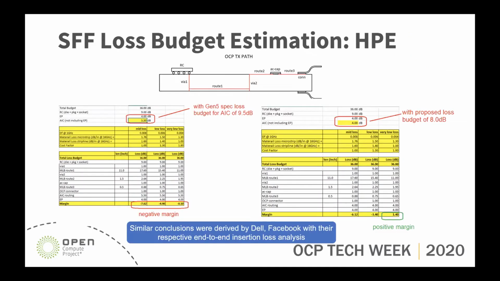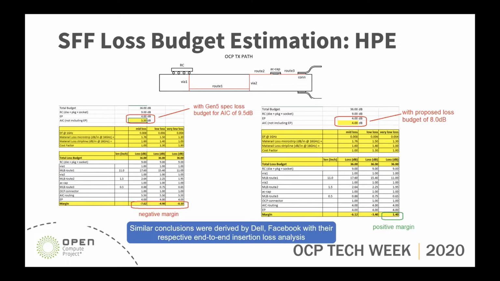So just to frame the discussion, there was quite a bit of technical work that happened on both the platform side and the add-in card side. So this is an example data set that we received from HP. And the initial analysis that HP came back with was essentially that, hey, at 9.5 dB, that doesn't work for our platform design, that it really creates a negative margin condition for the platform. So that didn't work for HP.